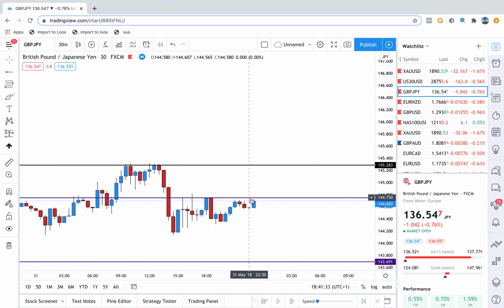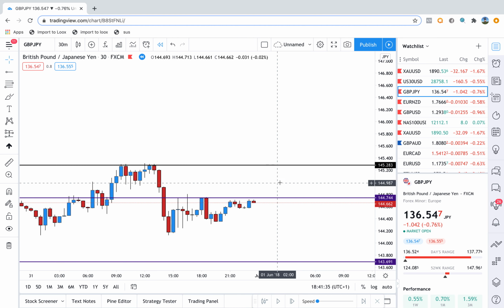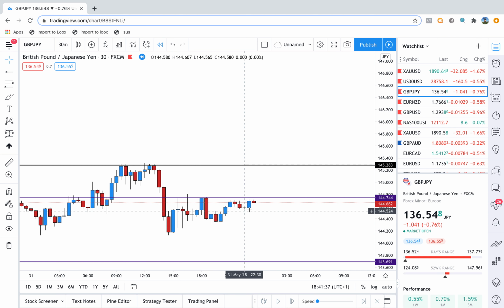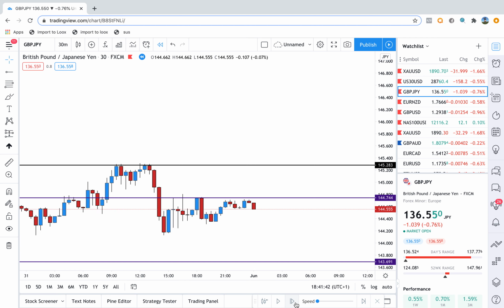Cool. So we're still coming back up to test this resistance. What I have to do here is be really, really patient and just wait. I'm not rushing into any trade because I've got no confirmation yet.